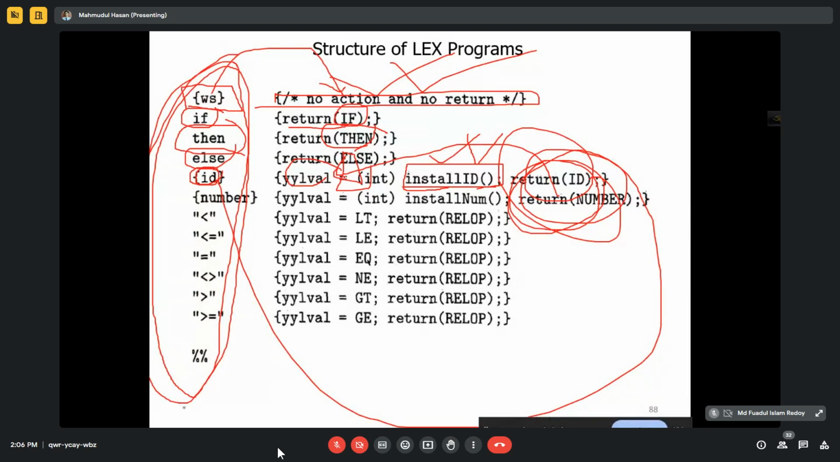Suppose in the declaration section you don't declare ID. Then you can't write ID here. You need to write the identifier's pattern, the regular expression of the identifier, here instead. Suppose you don't define ID at the declaration section, then if you use ID here, that is wrong, so you need to write the regular expression of ID here. Okay, got it?